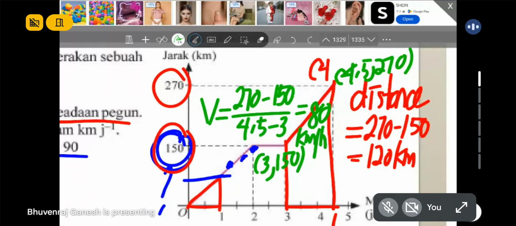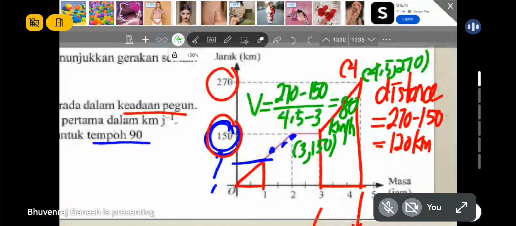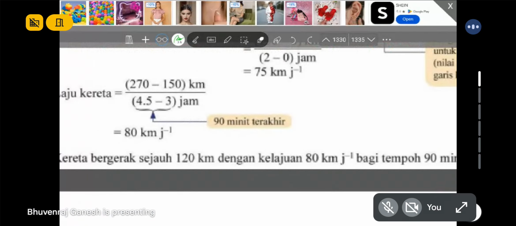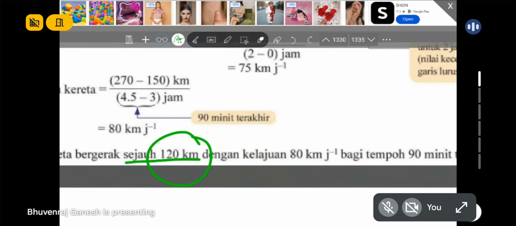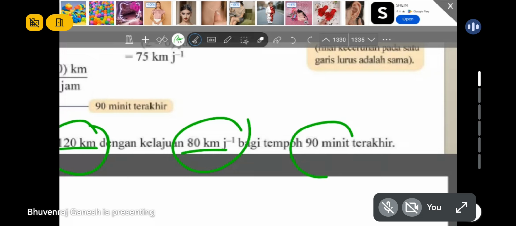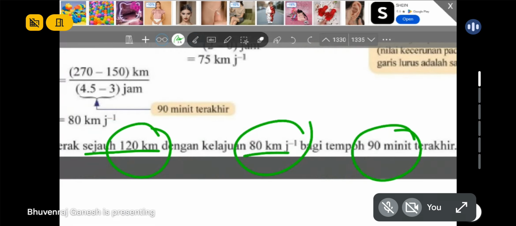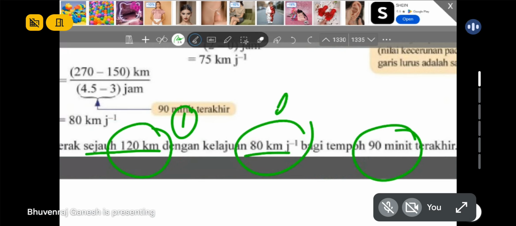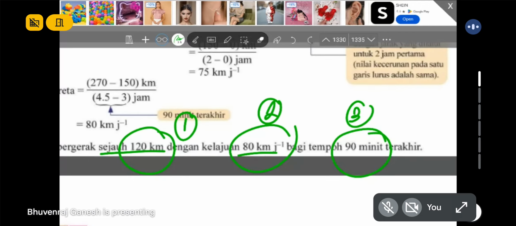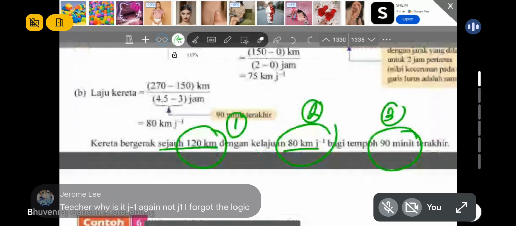Faham tak guys? Okay, so kamu sudah ada 3 info lah. Okay, so this is how you guys write the answer. Okay, kereta bergerak sejauh 120 km dengan kelajuan 80 km per jam bagi tempoh 90 minit. Can you see guys? Got 3 information. 1, 2, 3. This is how you guys describe. Okay, you tell the distance, you tell the speed, you tell the time. Okay, this is how you get full mark.